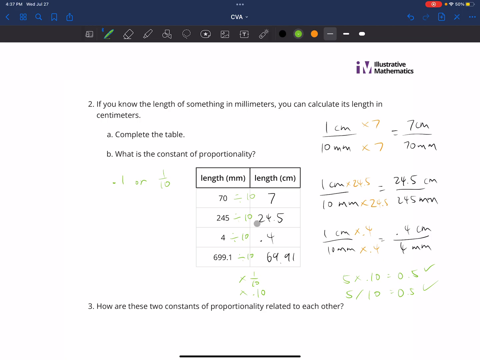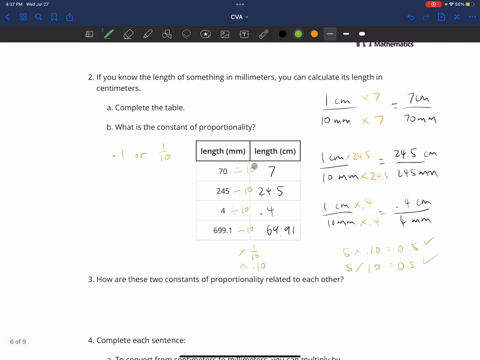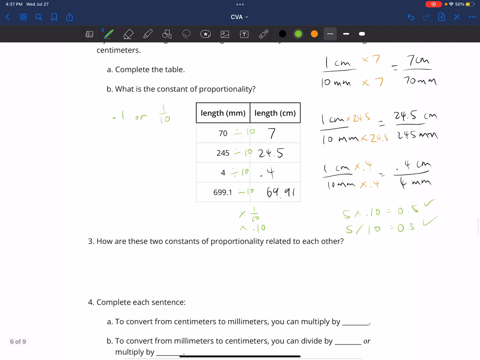It's the same thing. Why? Because the constant of proportionality is the number by which you multiply this number to get that number for every single value in the table. Every single value in the table, I divide by 10, and I get this number here. So this is a proportional relationship.